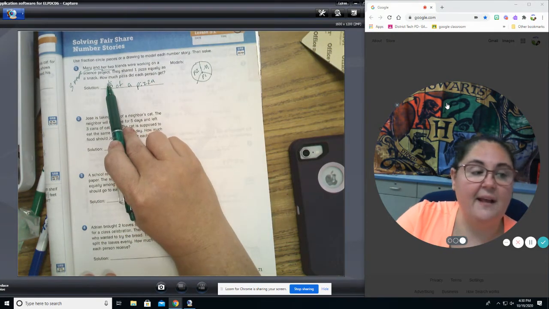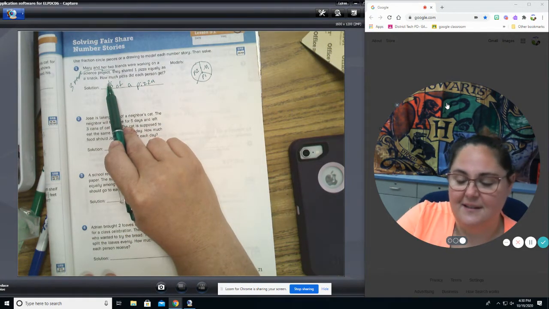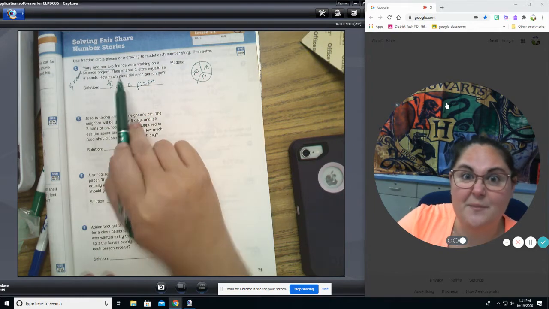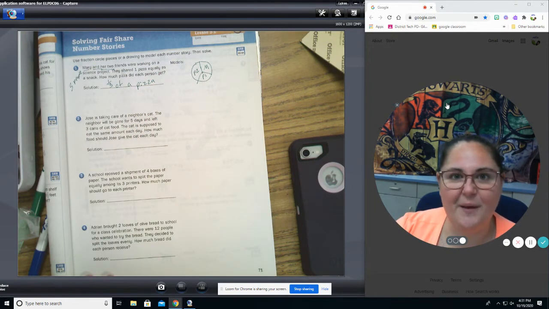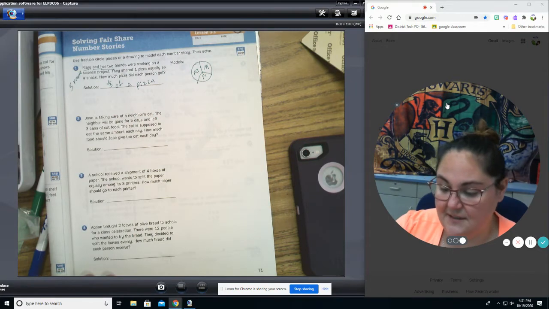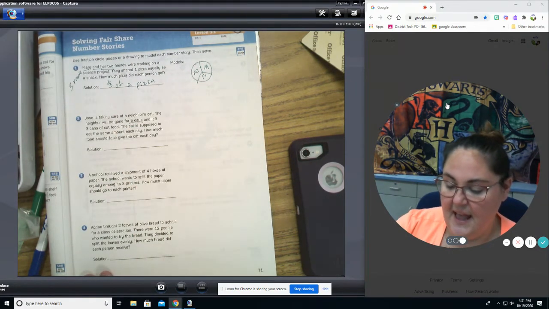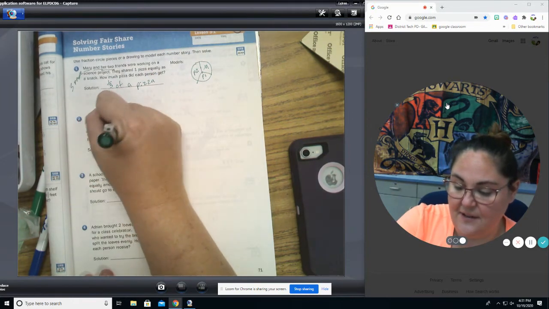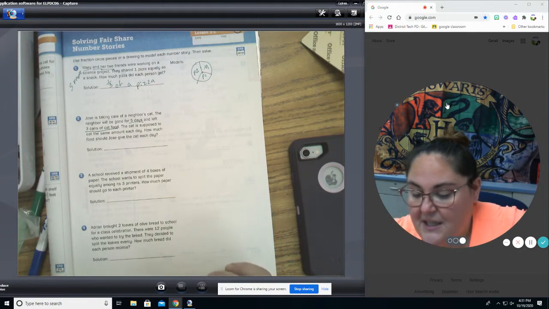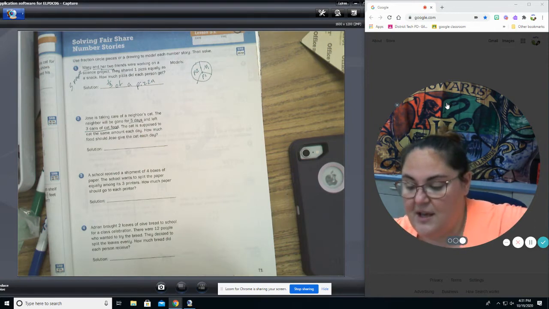Remember, what am I dividing? 1 pizza. How am I dividing it? By 3 people. That's your answer. Sometimes they're super simple like that, so use that to help you. Number 2, Jose is taking care of her neighbor's cat. The neighbor will be gone for 5 days and left 3 cans of cat food. The cat is supposed to eat the same amount of food each day.